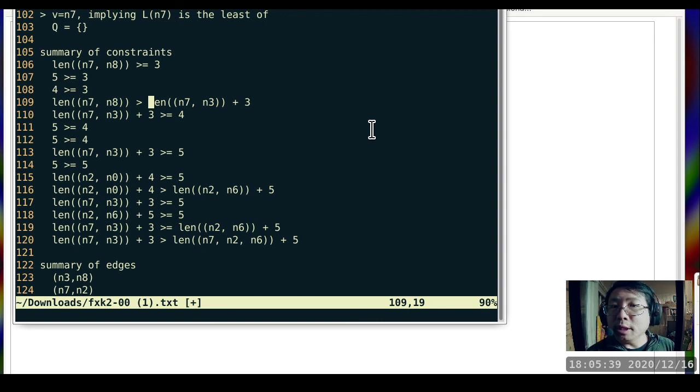So we see the N2, N6. All right, so now we can do some simplifications first. Okay, so let's do that. So we get rid of this plus 4, subtract 4 from both sides, and this is now a 1. Subtract 3 from both sides, and now this is a 2. Subtract 3 from both sides, and this is now a 1.